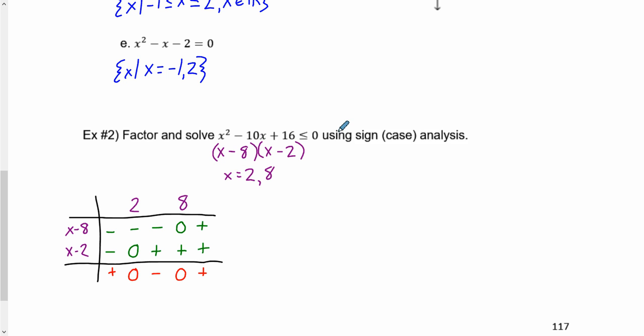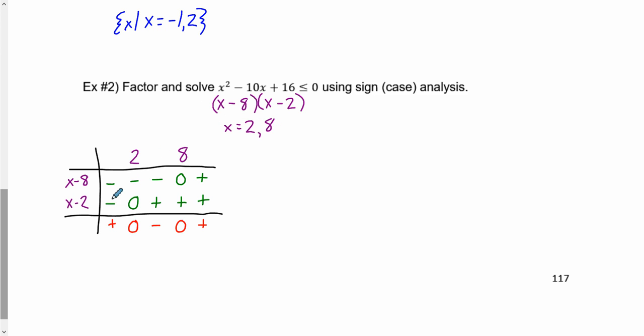So the question here is asking, where is this parabola less than or equal to 0? We're talking about where is the product of x minus 8 and x minus 2 less than or equal to 0? Well, I'm talking about this entire area right here, in between 2 and 8. And the way that we notate that is that all of our x's are in between 2 and 8.